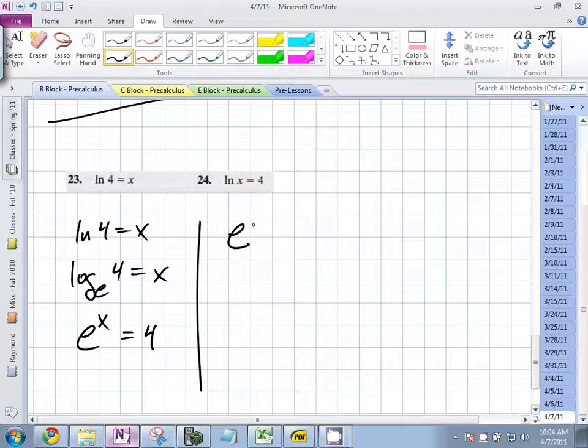e to the blank equals x. In this case, we just solve that. So what does x equal? e to the 4th power. One step. Translating is commonly your last step. So ln is always log base e. Always. It just means natural logarithm.